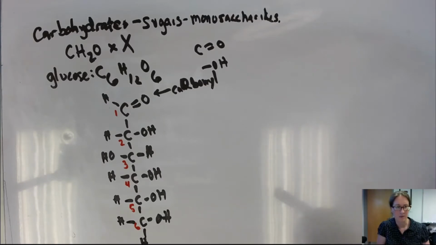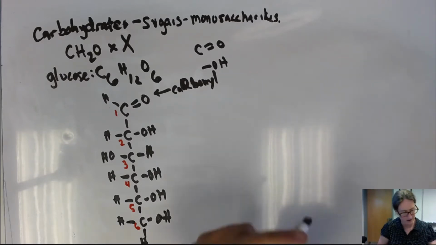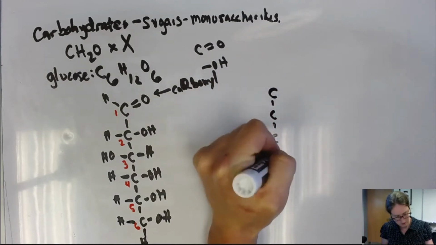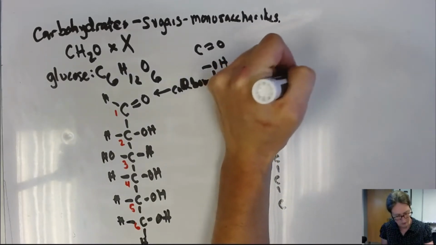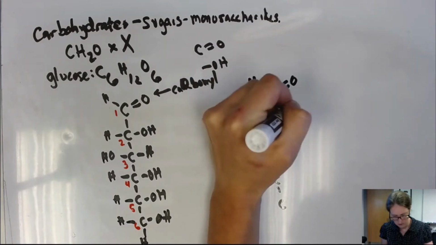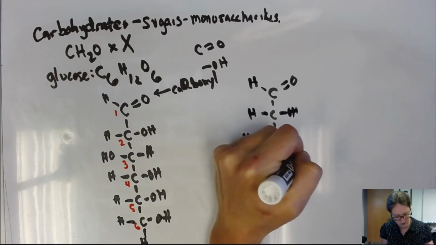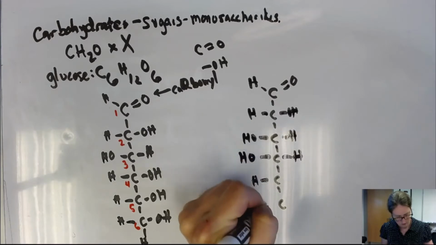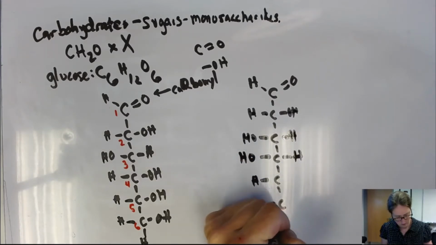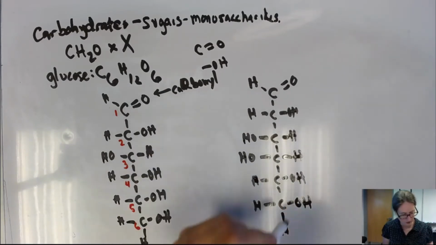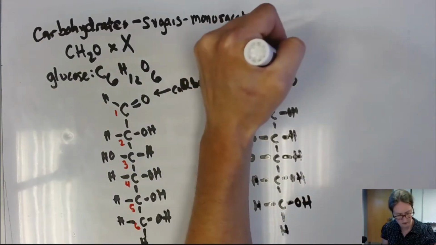And just for fun, I'm going to show you an enantiomer of glucose called galactose. So let's draw galactose out right here. So you've got 6 carbons. We've got our carbonyl up here. And, drum roll please. So here's galactose.